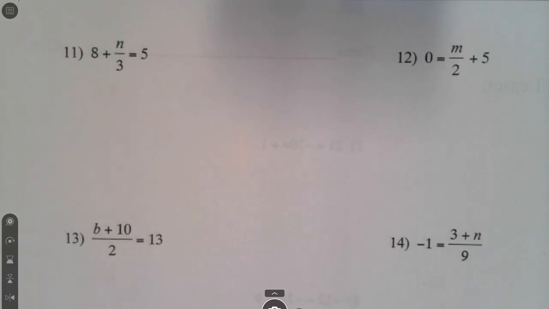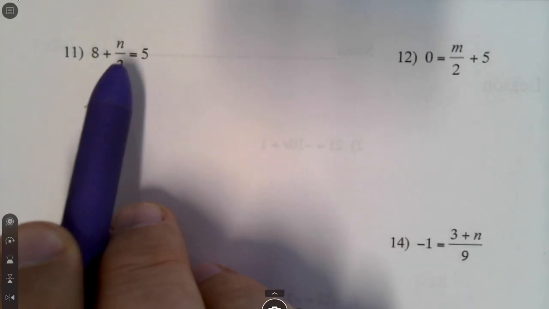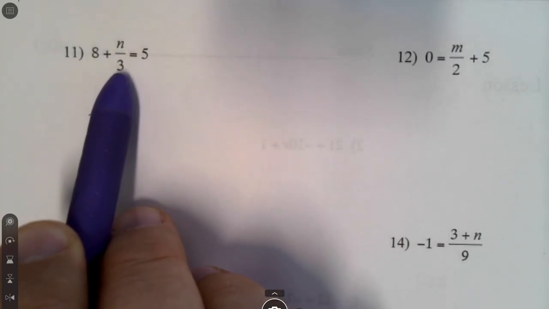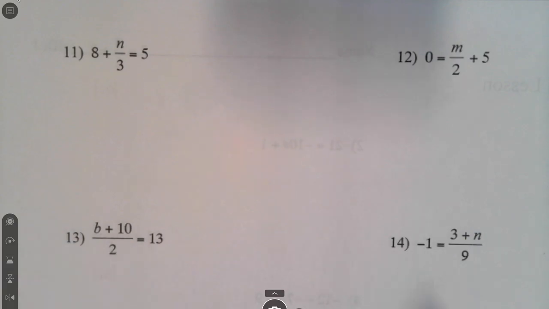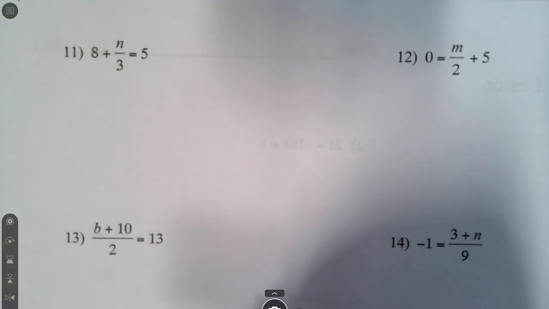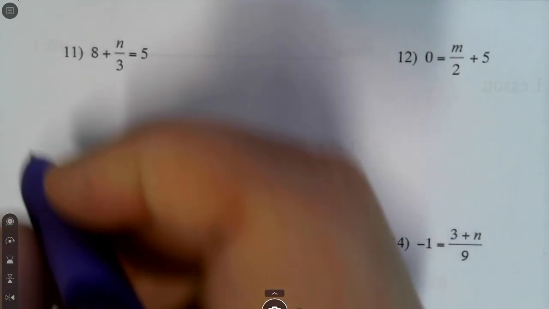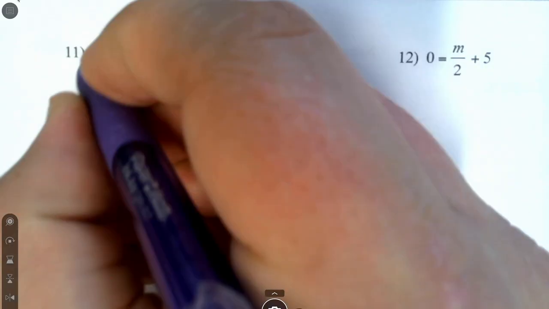On 11 and 12, we're still dealing with the same type as we did on 7 through 10, where there is division, but it's just in one single term. It's not dividing the whole side like we'll do on the last few, but there is division in one single term. So just like on those, our first step is to get rid of the constant, so we subtract the 8 from both sides.